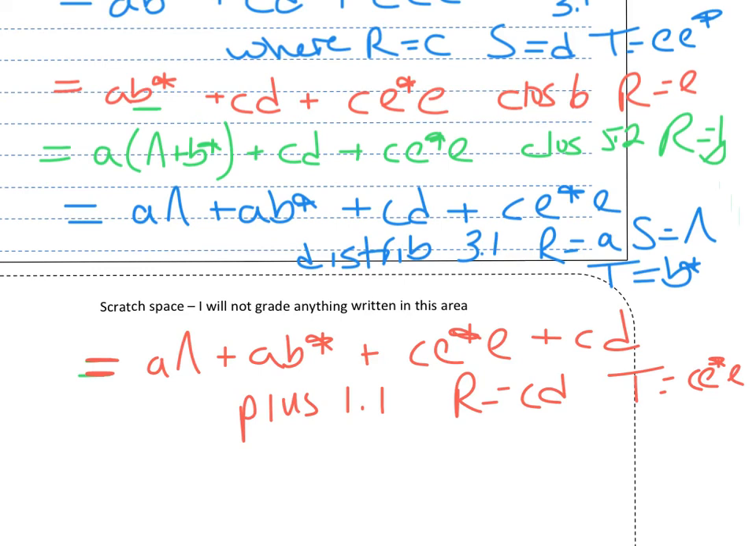And now we have almost the entire answer. We just need to change, we've got to get rid of this A lambda, turn it into an A, but we can do that with dot 2.2.